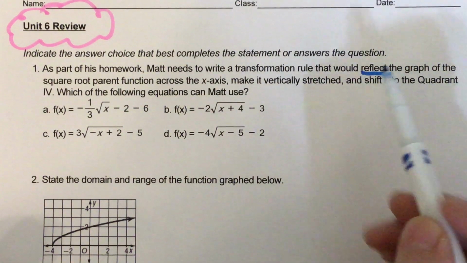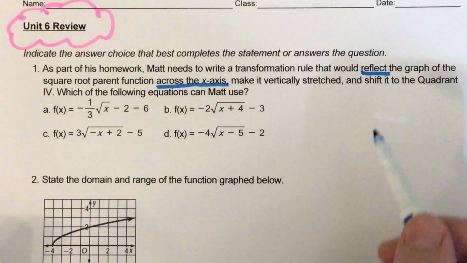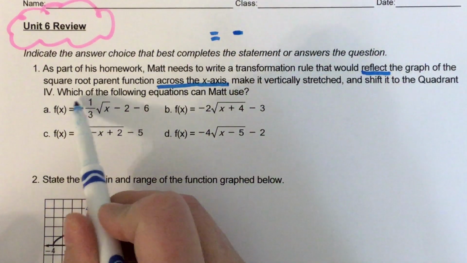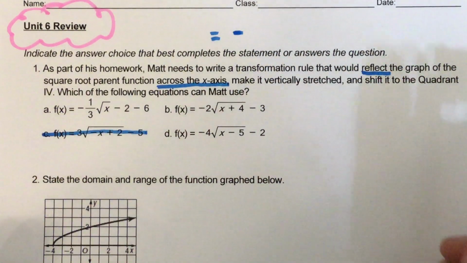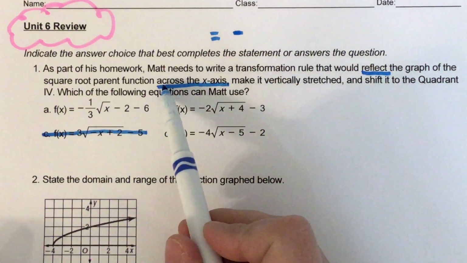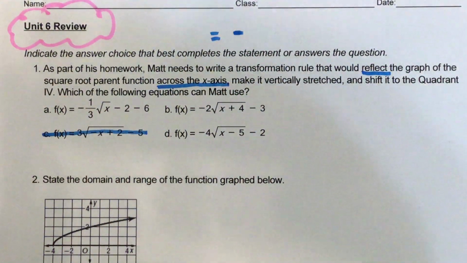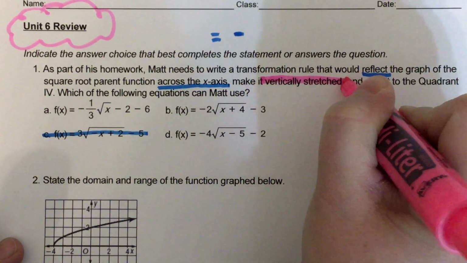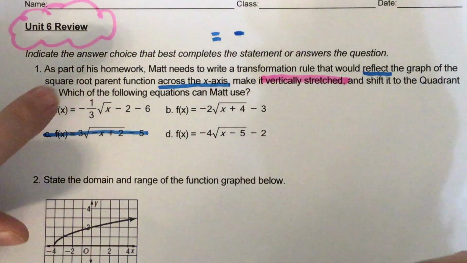Okay, so anytime you want to reflect the graph across the x-axis, we are going to see a negative in the very front. So this one has a negative, this one has a negative, this one has a negative, this one does not. So if it is reflecting across the x-axis, the negative will be in the very front. Okay, next it says that it is going to vertically stretch. So if it vertically stretches, then the number in front is going to be bigger than 1. So don't look at the negative anymore.